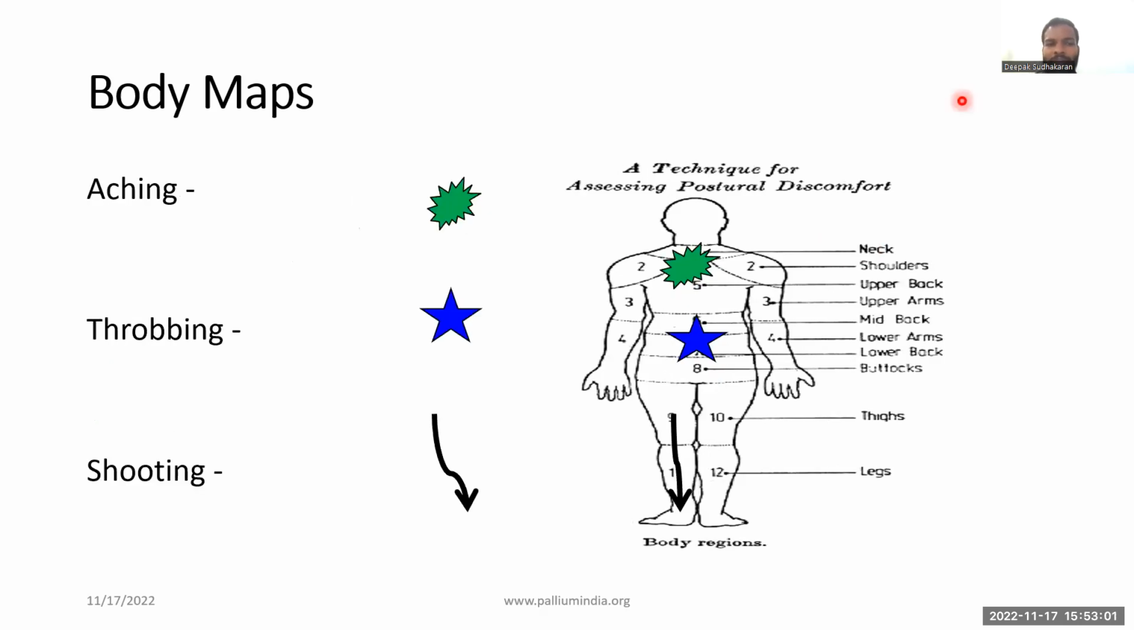You can also have different designs for different kinds of pain. When somebody says it's an aching pain, you can draw it like the one in the green. If somebody wants to describe a throbbing pain, you can put a star. When somebody is describing a shooting pain, you put an arrow in the direction in which the shooting is happening. So body maps become extremely important, right? Because anyone and everyone can easily understand it in one look. There's no confusion happening over here.